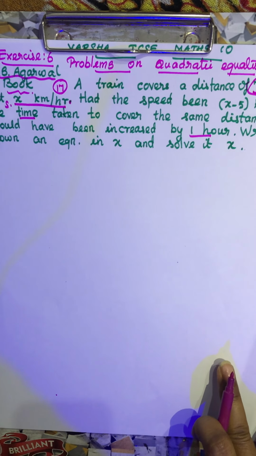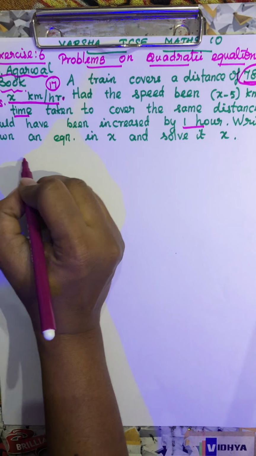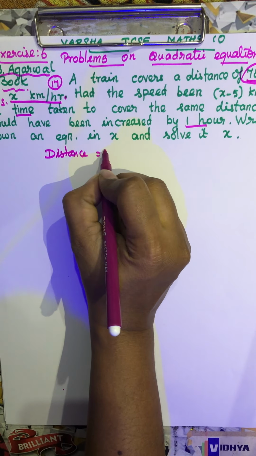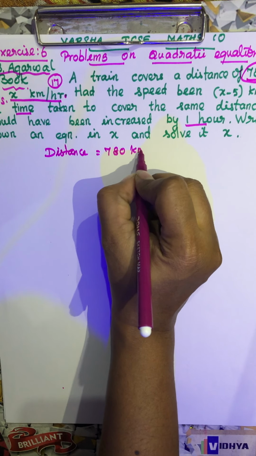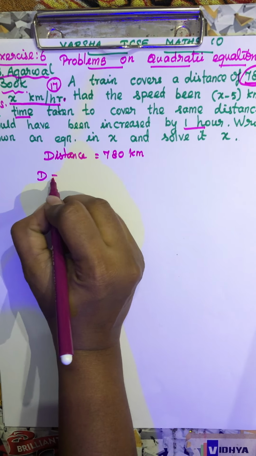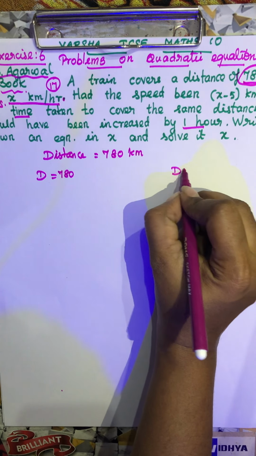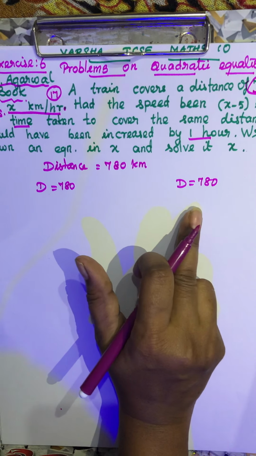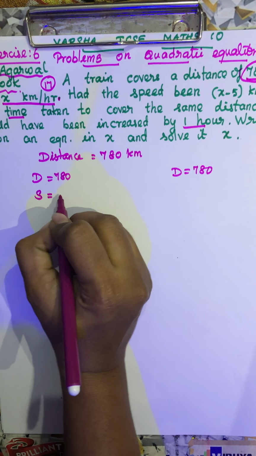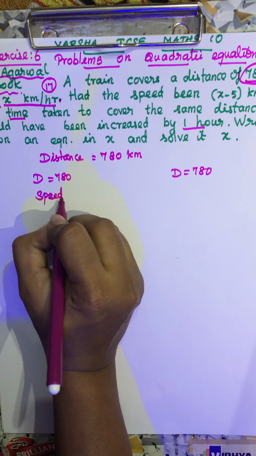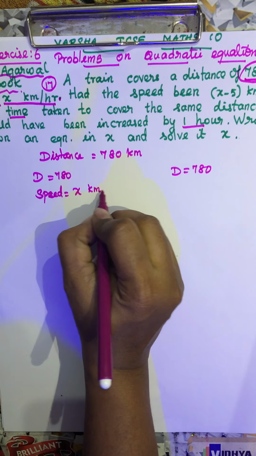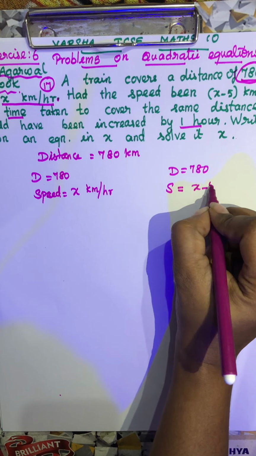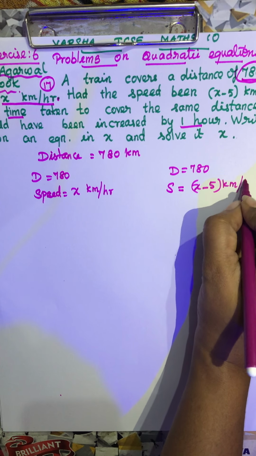You have two subdivisions. First, the distance. What is your distance? Distance is 780 kilometers, and here also the distance is 780, so the distance never changes. What about speed? Speed is x kilometers per hour, and here the speed is x minus 5 kilometers per hour.